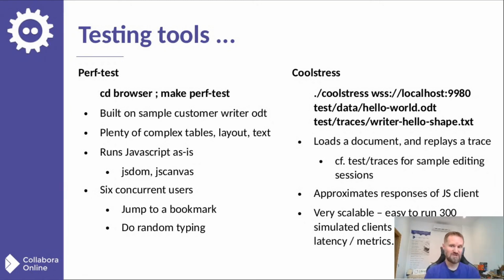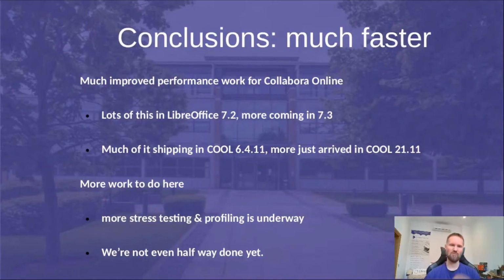We have another tool which is perhaps more elegant, Cool Stress, and this connects to your local server and allows you to load any number of documents and replay traces on any number of those documents. So it's relatively easy then to run these traces, which are typically either someone mashing the document or even typing something sensible or this sort of thing. And we approximate the response of the JavaScript client. So when tiles are invalidated in our view range, we ask for a new tile in that range, and so on and so on. And this is extremely scalable. It's easy to run 300 simulated clients at once, and then to see what's going on in terms of latency and measuring those metrics across the server. So that's an extremely useful tool.